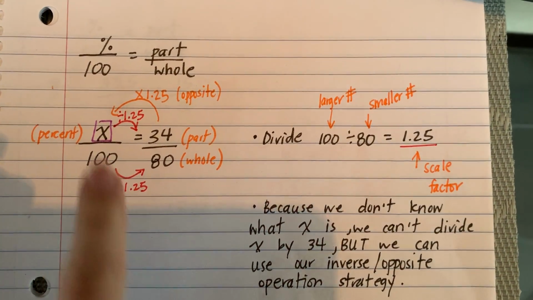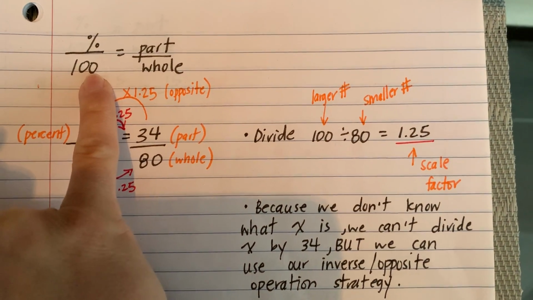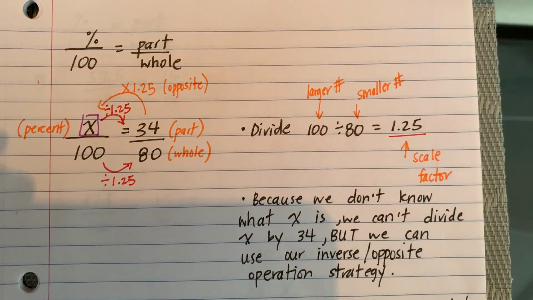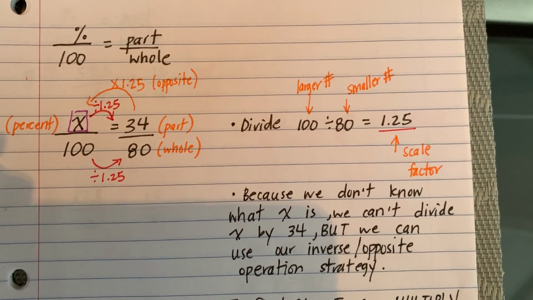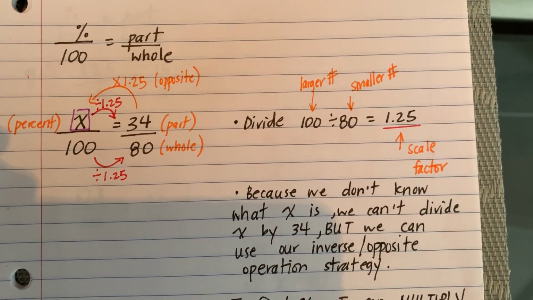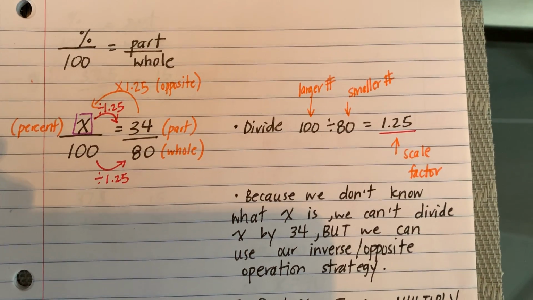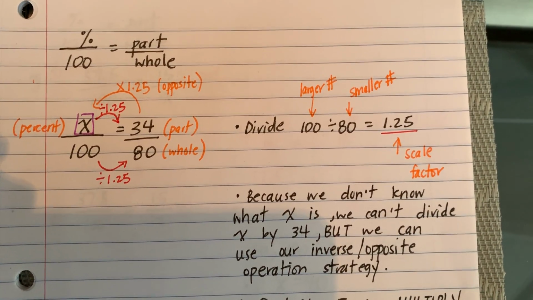Moving on to the second example. So I wrote out my formula to start off. It's always a good idea to do that so that you can plug in your numbers appropriately. So this question says, in last year's softball game, Amy had 34 hits in 80 times at bat. What percent of Amy's times at bat did she hit?